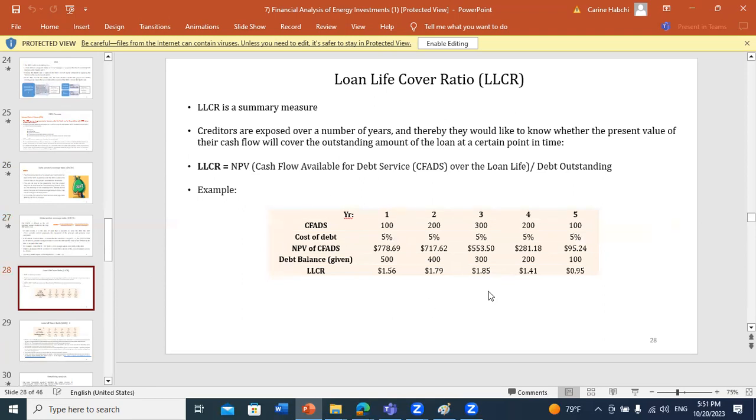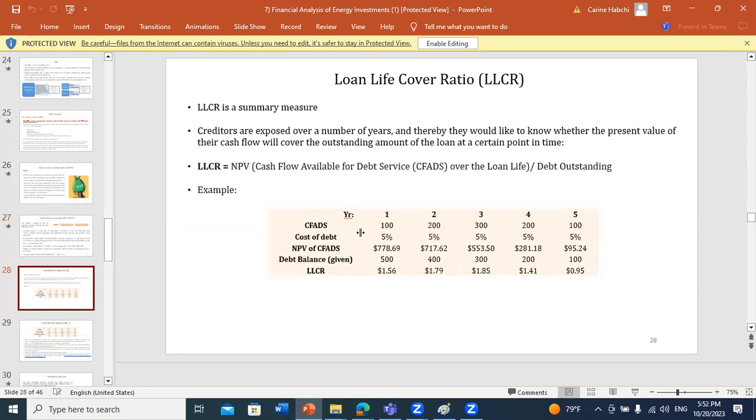Okay, so for example, let's say we have a certain project and we are presenting for different years what is the debt balance that is expected and what is the NPV. So also we have what we call the loan life cover ratio. It's a summary measure, so it's similar to what we discussed above. It's a ratio between the cash flow available and the debt outstanding, and it should be larger than 1.